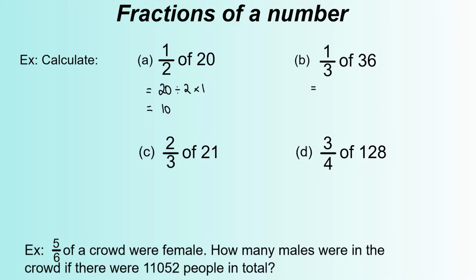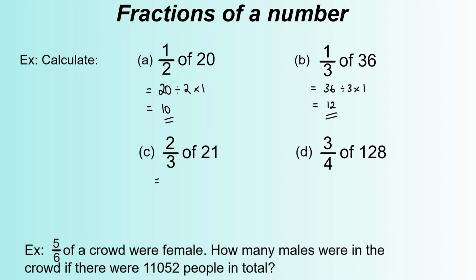So let's look at the second example, a third of 36. We're going to take the 36, divide by the bottom, divide by the 3, and multiply by the top, so times by the 1. 36 divided by 3 is 12, and 12 times 1 is still 12. So that would be our final answer there.